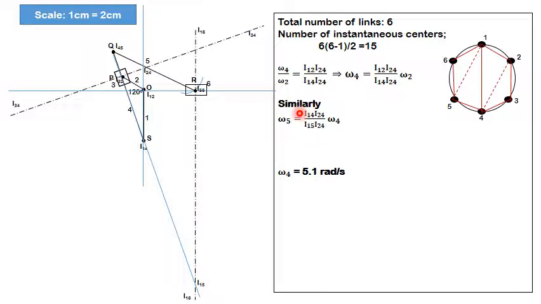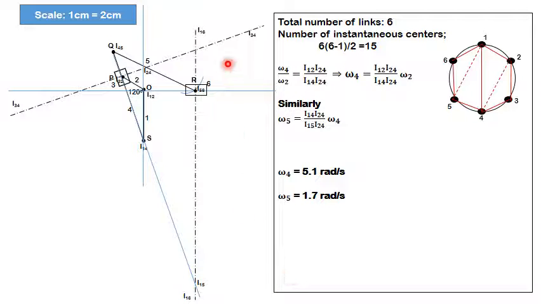Now measure the distance between I14 and I24, and distance between I15 and I24. So measure the distance between these two points and convert it to actual scale. That means you have to multiply it by 2 again. So when you do that, you will get omega 5 as 1.7 radians per second. So that is the second answer which has been asked here.